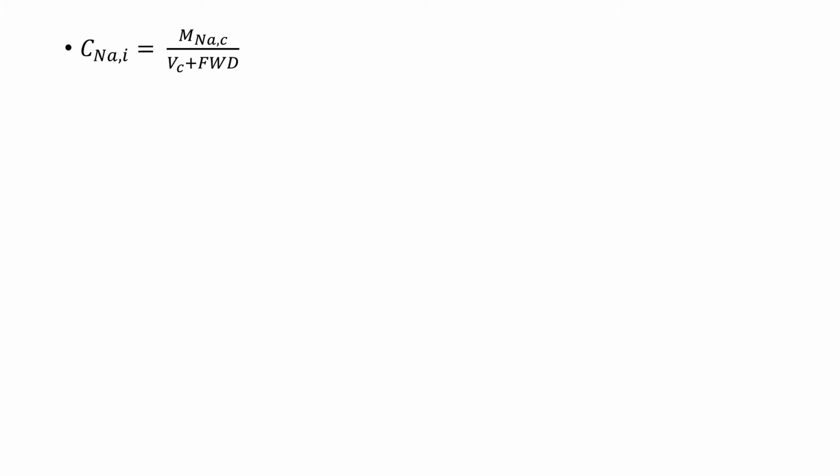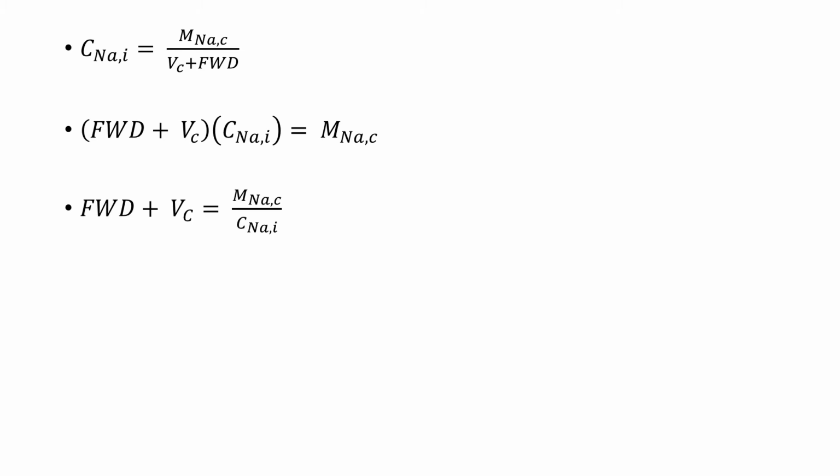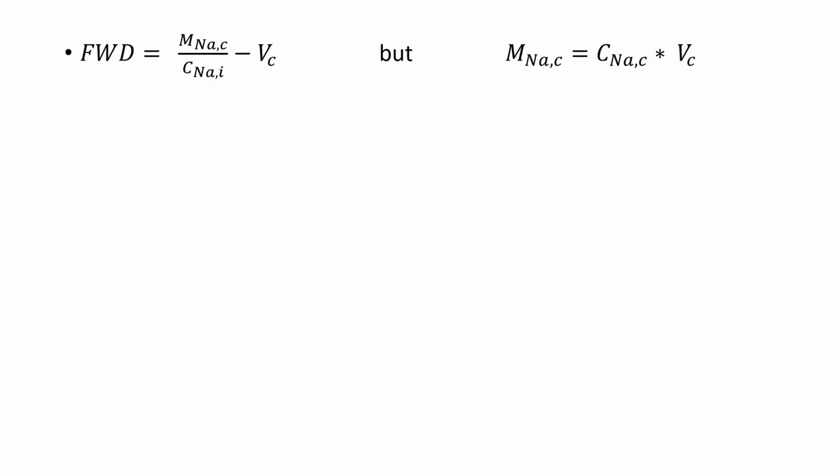So using this same equation, this ideal concentration of sodium is equal to the milliequivalents of sodium currently divided by the quantity, the current volume plus this free water deficit. We can use some algebra just to rearrange the equation. So we'll take the volume plus the free water deficit onto the left side. We'll go ahead and divide by the ideal concentration of sodium, and we'll subtract the current volume to finally isolate our free water deficit, equal to the current milliequivalents of sodium divided by the ideal concentration of sodium minus the current volume.